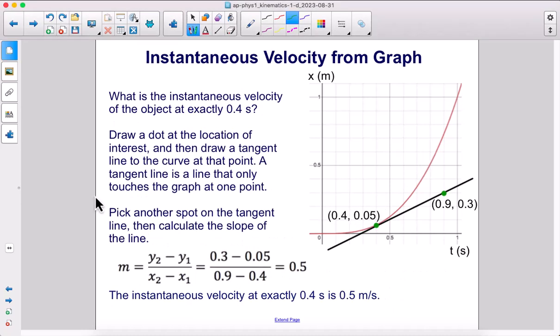What is the instantaneous velocity of this object at exactly 0.4 seconds? This is different than average speed. For instantaneous velocity, we need to draw a tangent line to the graph at that point. So see how it's a curve? We need to draw a tangent line. A tangent line is a line that only touches the curve in exactly one spot. Then we need to find the slope of that line. So you can see here, we have a point over here on that same line. We calculate the slope, and it's 0.5 meters per second.